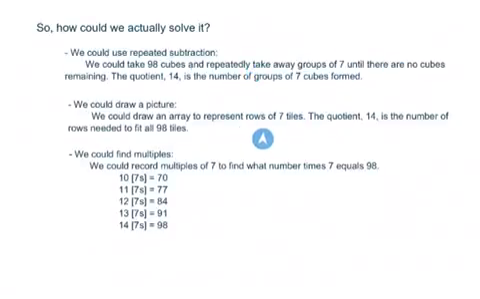Or I could draw a picture. I could draw an array to represent the rows of 7 tiles, and if I kept doing that until I got to 98, I would see that I'd end up with 14 rows. 14 rows all the way high would get me to 98. I could also use the multiples method. I know 10 sevens equals 70, 11 sevens, 77, and so forth, until I could see that 14 sevens is 98. So those are 3 very solid methods.